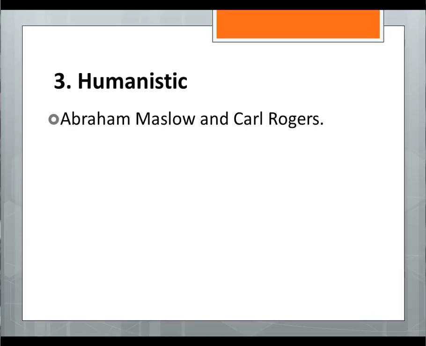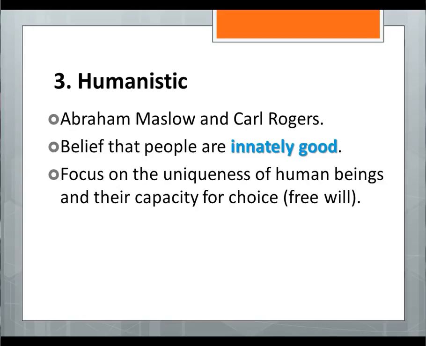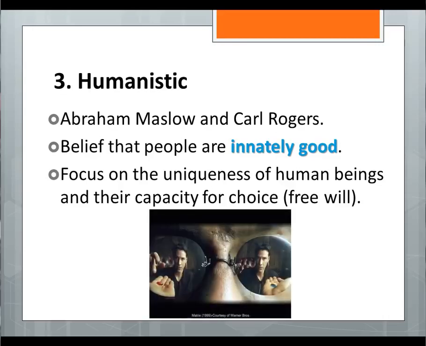Humanists believe that people are innately good, that there's no evil, that we all try to be good from the beginning, and that people have free will or choice, that we're unique and we have the capacity for choice. There are no 2 people out there, even twins aren't alike, and so you have the free will to do what you want. In this case, you can choose whether to take the red pill or the blue pill, like in the movie The Matrix, but no one is forcing you into choosing.